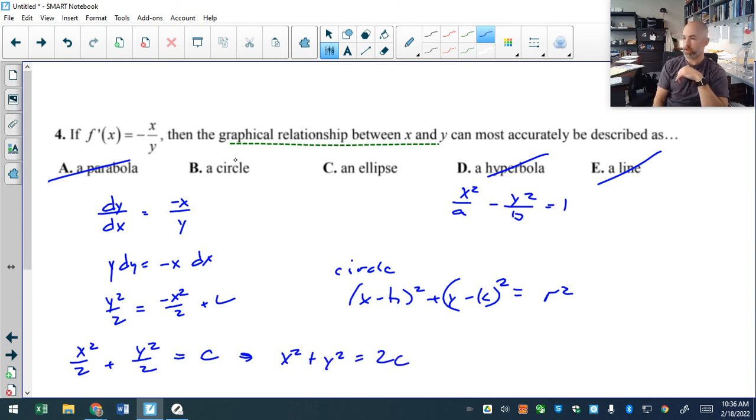So I like circle. However, the original question was poorly worded because a circle is an ellipse. It's like the whole square is a rectangle thing. So that's why I went in there and I said can most accurately be described, because a circle is a little bit more descriptive than simply calling it an ellipse. For an ellipse, you would want the numbers under x and y to be different. That's what makes it longer in one direction, forcing it into an oval. Good.